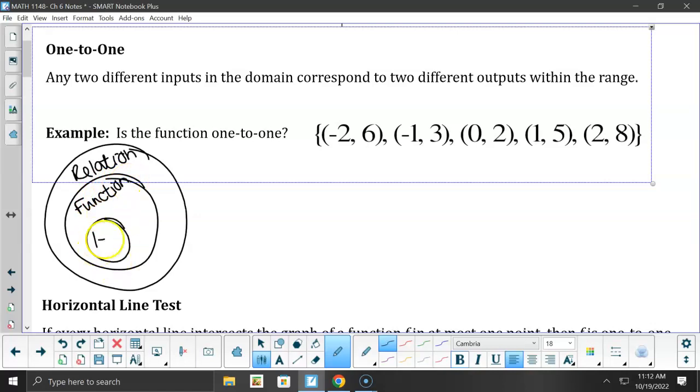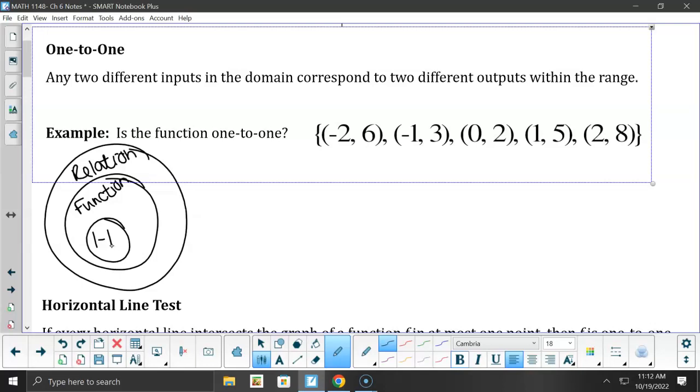Then we've got one-to-one. And it looks like a dude crying right there, because I couldn't fit one-to-one written out. One-to-one means they pass both the vertical and the horizontal line test.